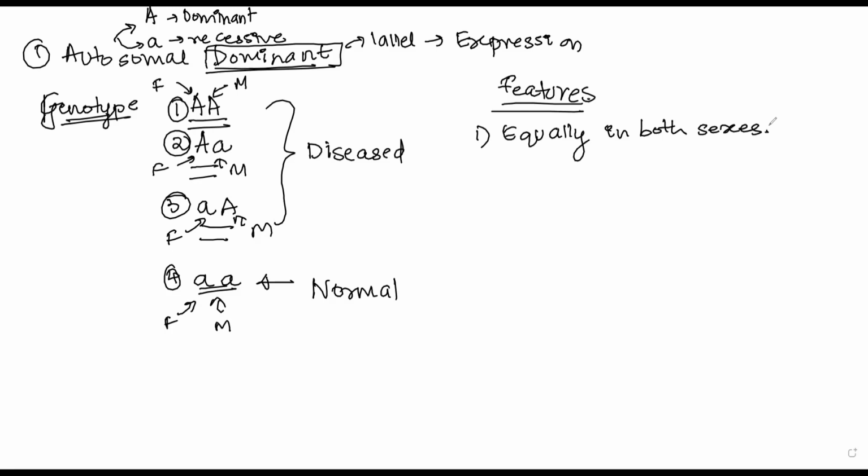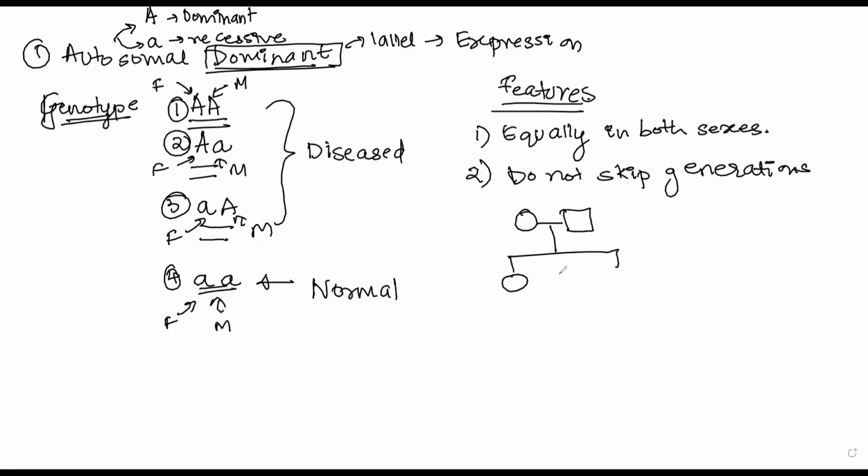Okay. So equal sexes is the first identification mark. Second identification mark about a dominant trait is that they do not skip generations. Now, what do I mean by they do not skip generations? Suppose you have this pedigree. These two got married and they had 2 boys and 2 girls. Now there is this condition A, and let's say this one is happening and this one is condition B.